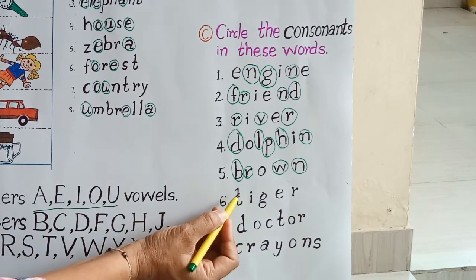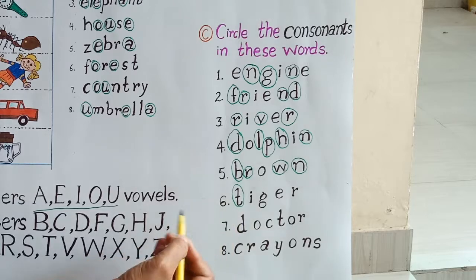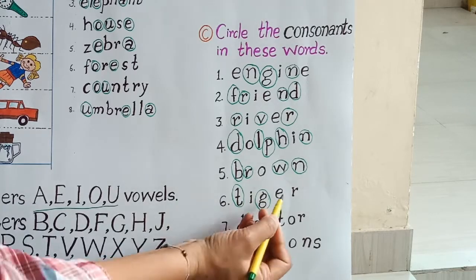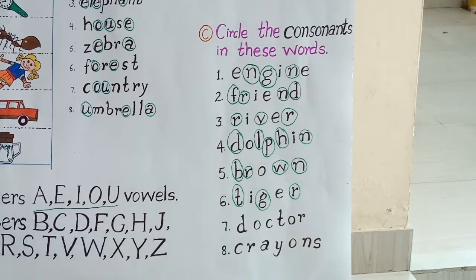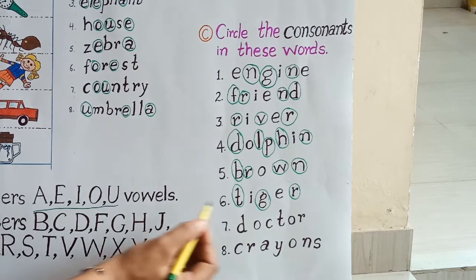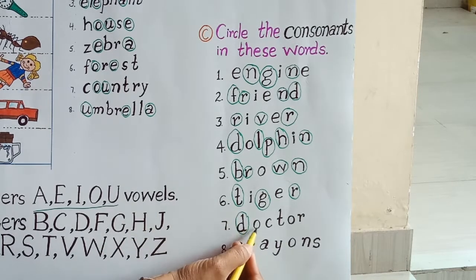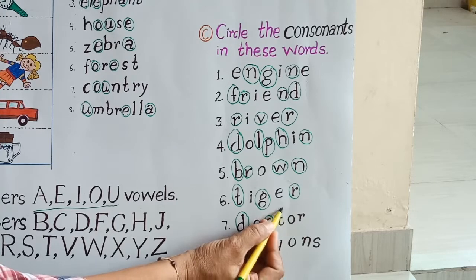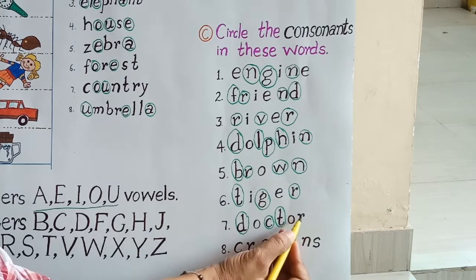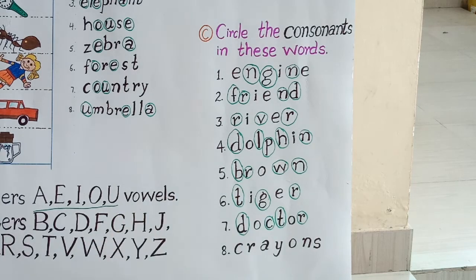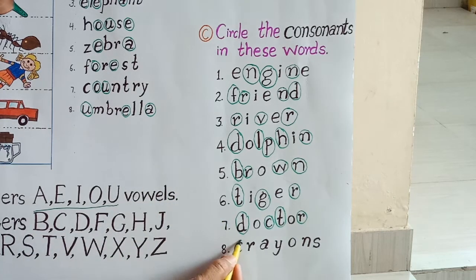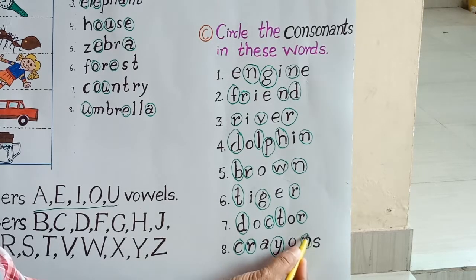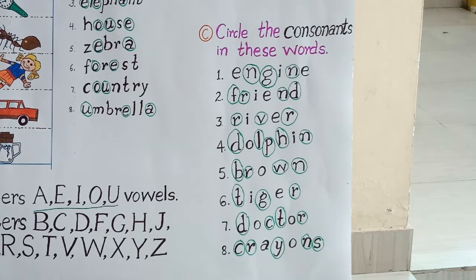Number 6. T is consonant. I is vowel. G is consonant. E is vowel. R is consonant. Number 7. D is consonant. O is vowel. C is consonant. T is consonant. Again O is vowel. R is consonant. Number 8. C is consonant. R is consonant. A is vowel. Y is consonant. O is vowel. N is consonant and S is consonant. In this way we have circled the consonants.